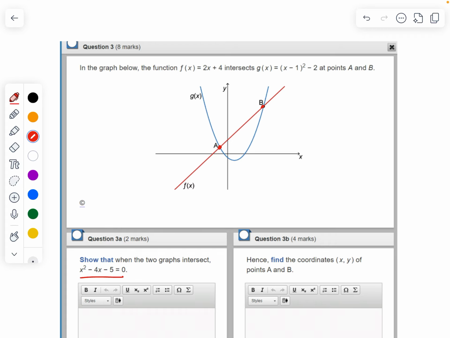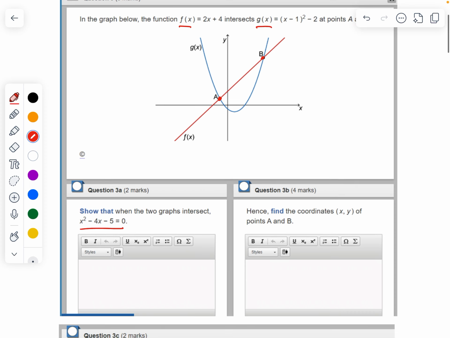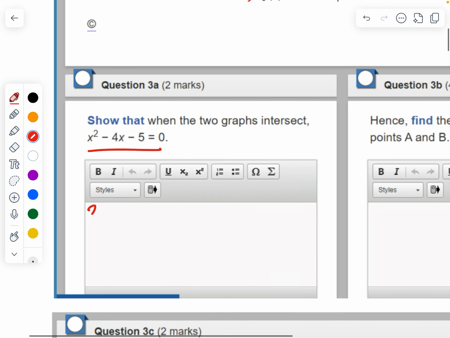So that just means because we know where these two points are going to intersect, that the coordinates are exactly the same. So that means we can make the equations equal each other, because then the y is going to be the same. So if we do that in this question, the first function is 2x plus 4, and that equals (x minus 1) squared minus 2.